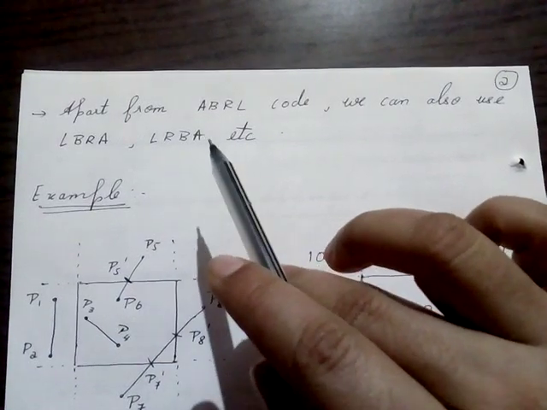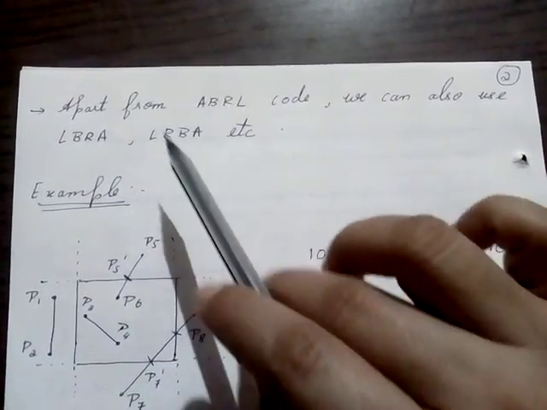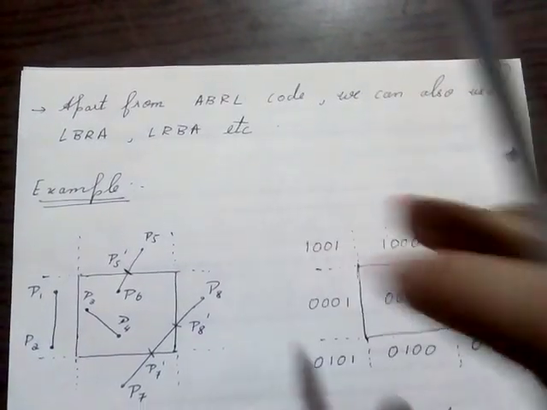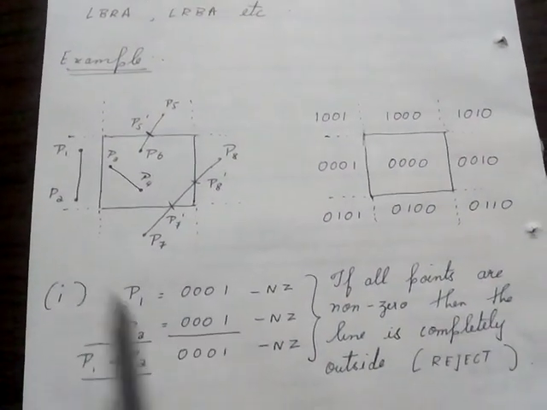Apart from the ABRL code, we can also use the LBRA or LRBA code, that means just changing the positions of the ABRL code, but the most used is the ABRL code. Let us see one example here.